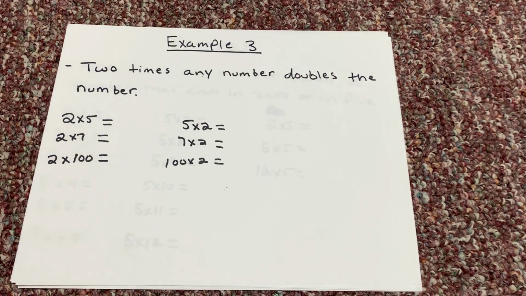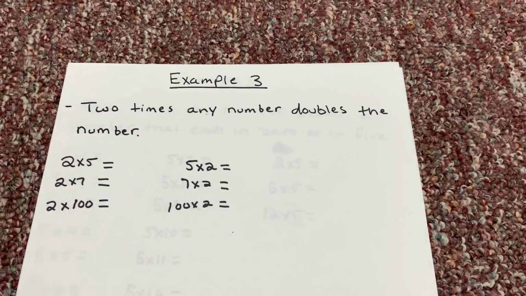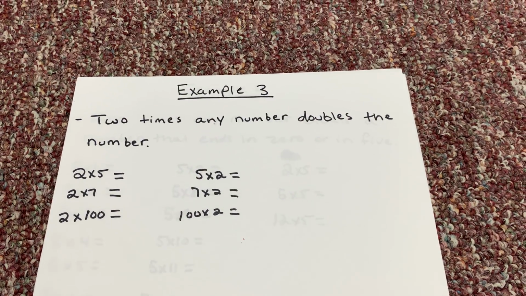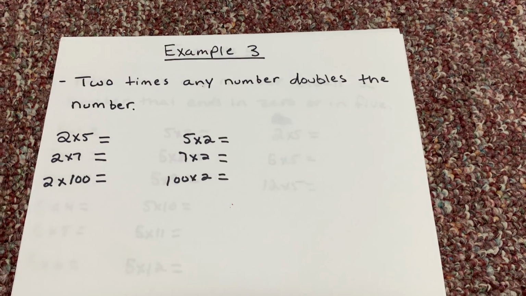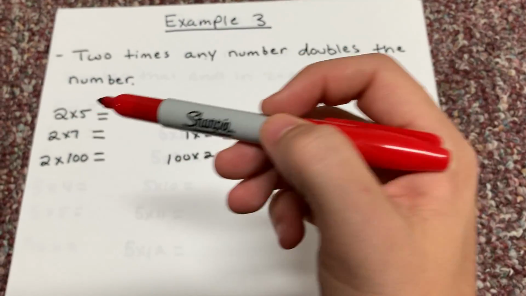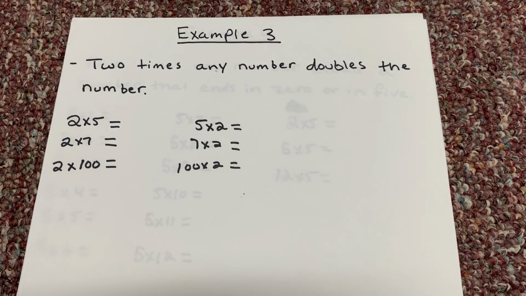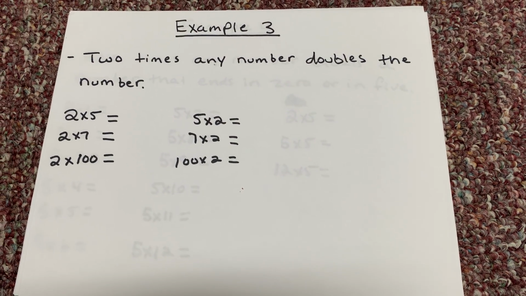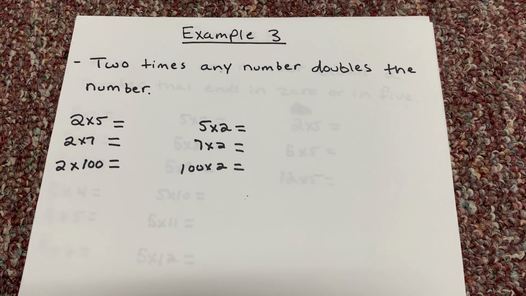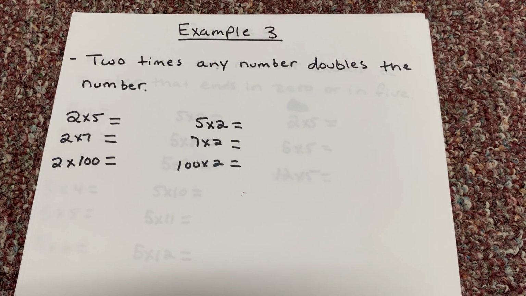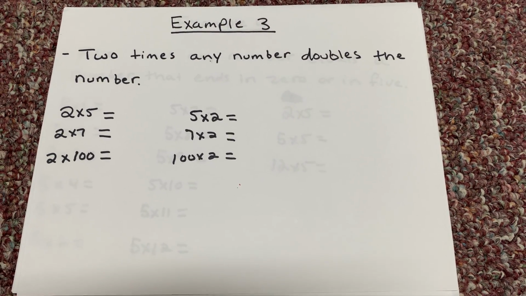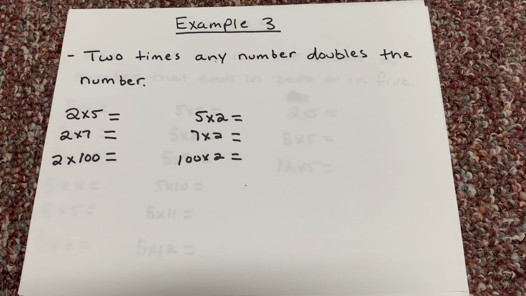Let's look at example 3. Now we're going to be multiplying by 2's. So 2 times any number doubles the number. I notice over here I have 2 times 5, 2 times 7, 2 times 100. Same thing on the right side, just flipped in different order. When we look at multiplying by 2's, it's basically just doubling the number.